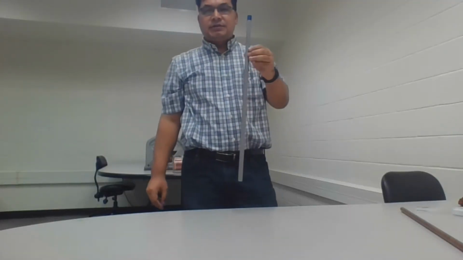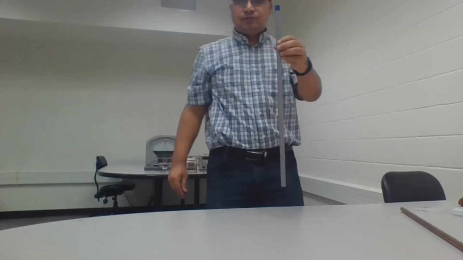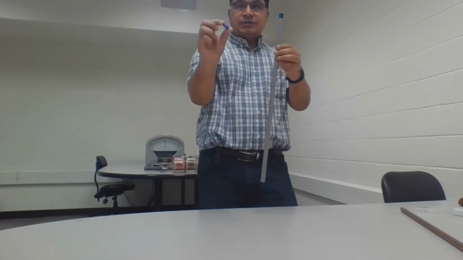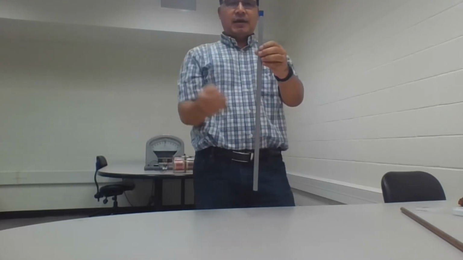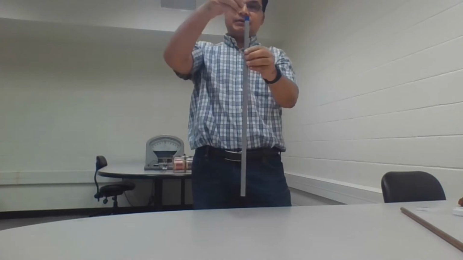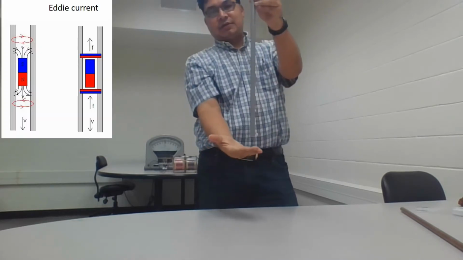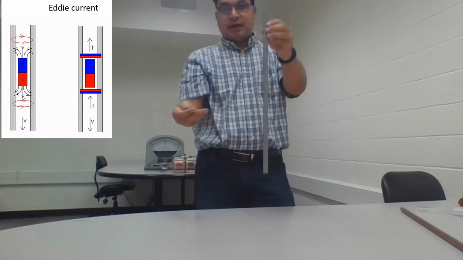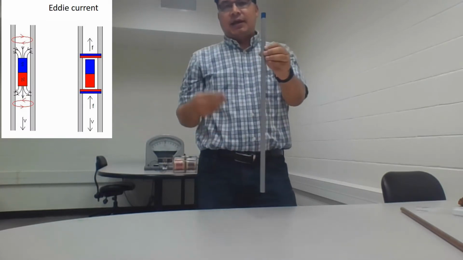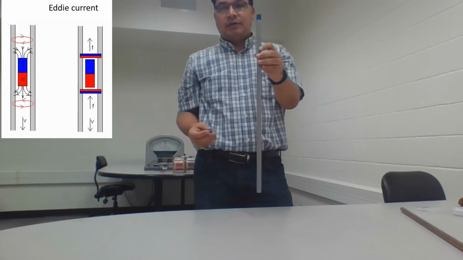Here's the Lenz's law demonstration. This is a tiny cylindrical magnet, and this is an aluminum tube. As you can see, if I drop it, it won't be in free fall. It takes some time. The speed significantly slows down, and it's because of Lenz's law, right?